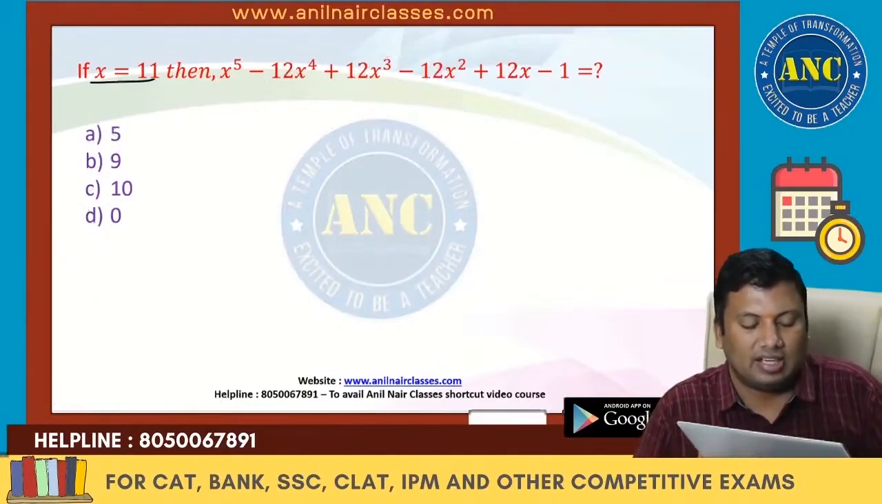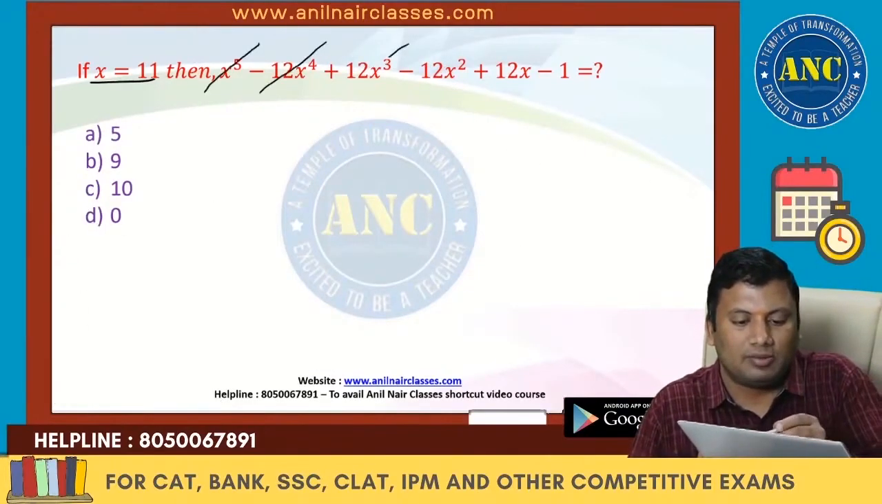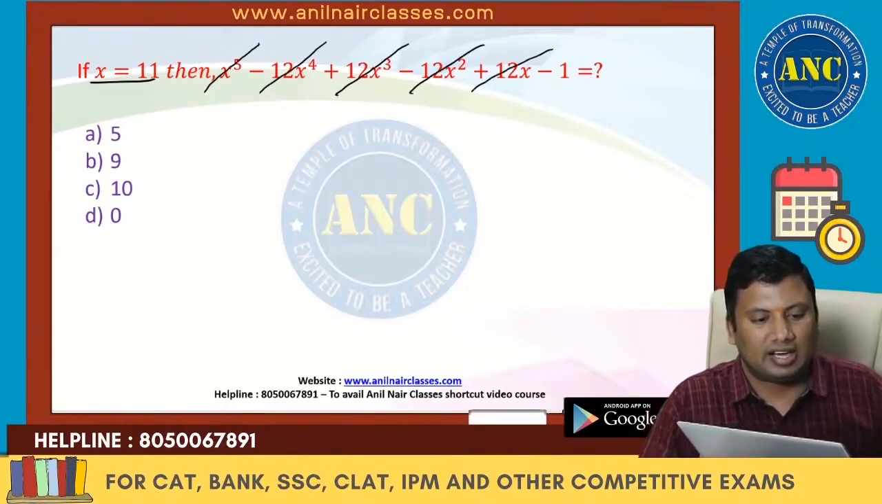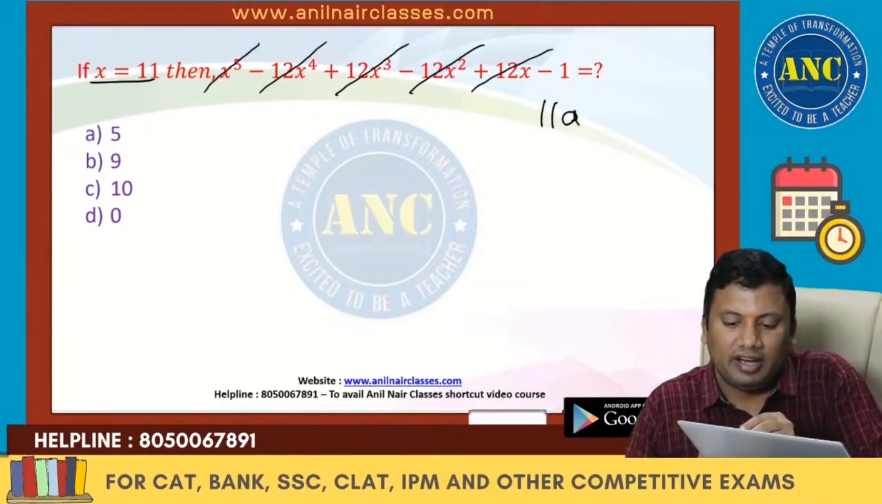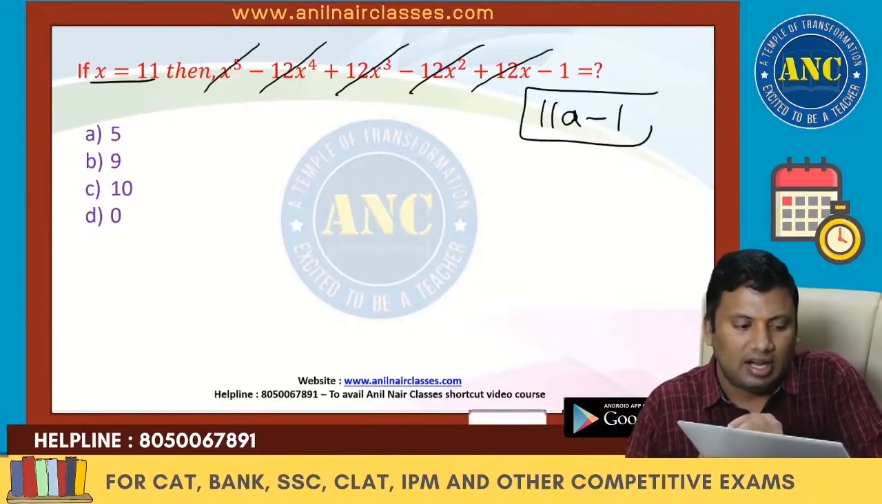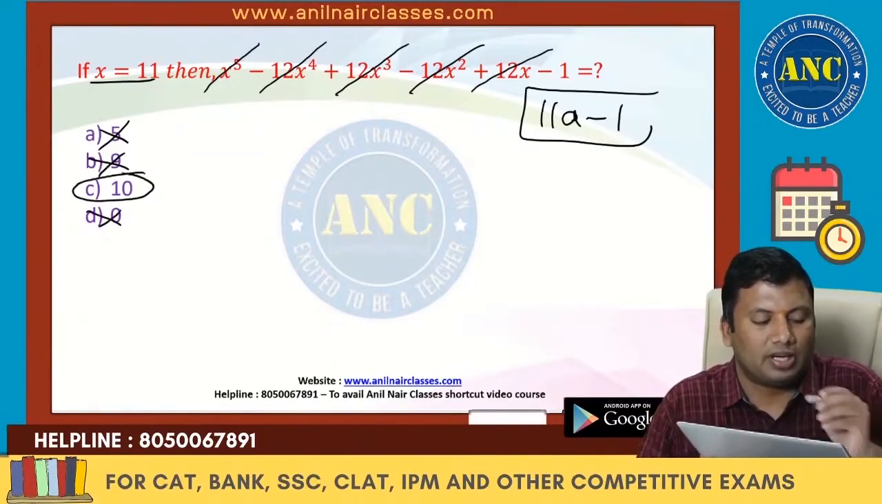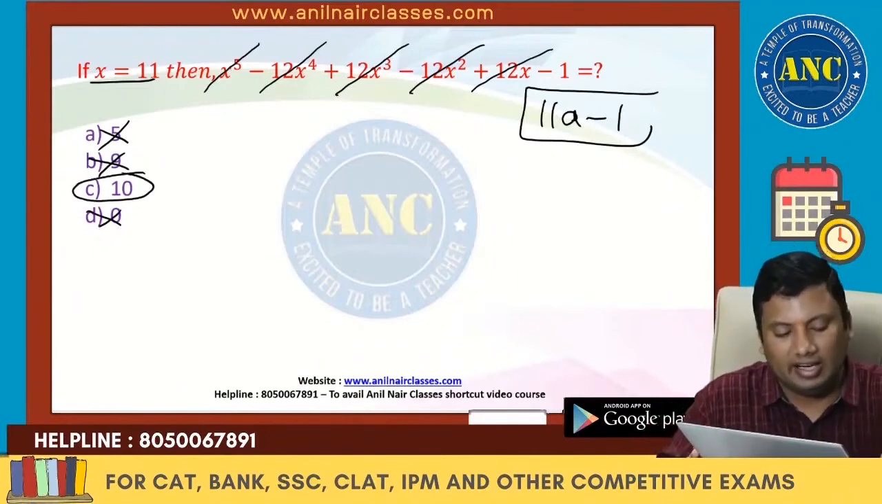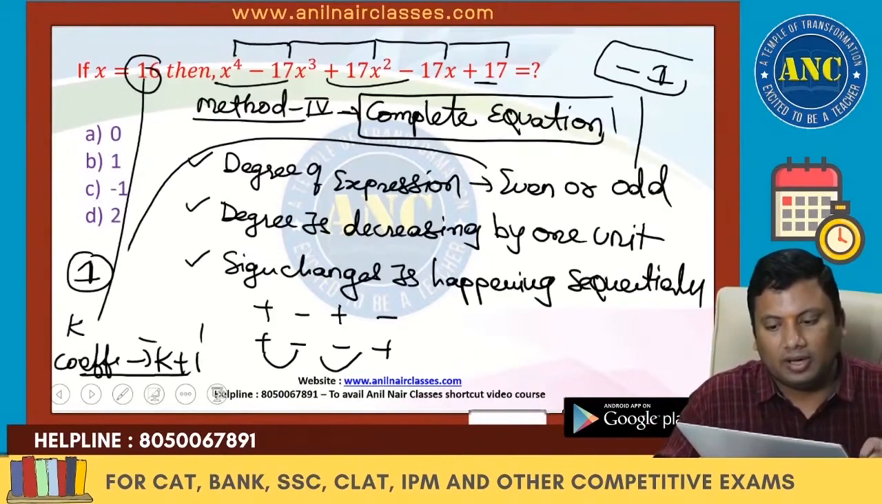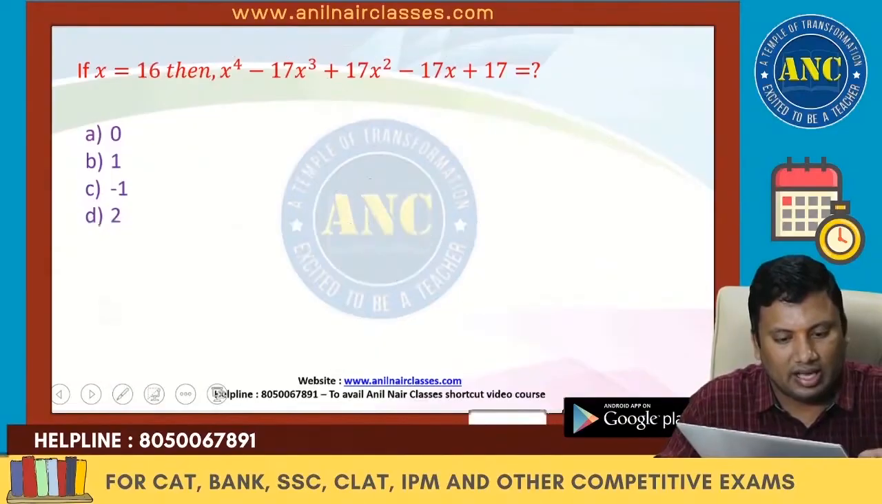X is nothing but 11. All are divisible by 11. All contain x. Answer is 11 into something minus 1. Out, out, out. Option is nothing but C. The idea is clear, right? Just by keen observation, you are getting the answer.